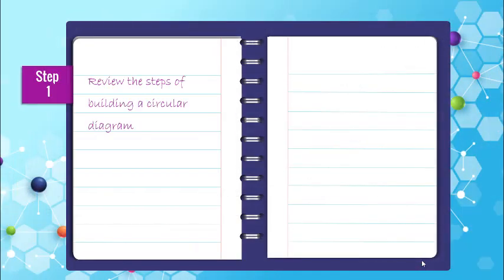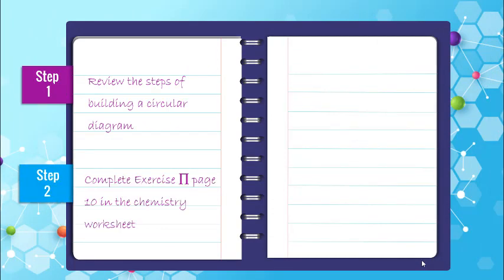Assignment. Review the steps of building a circular diagram. Complete exercise 2, page 10 in the chemistry worksheet.